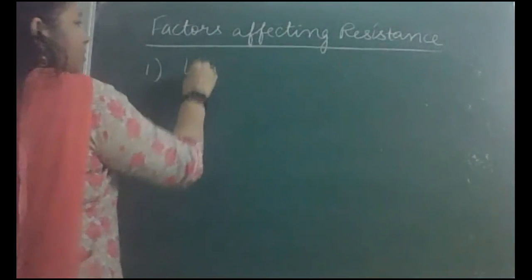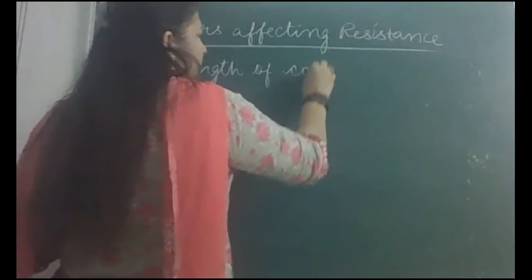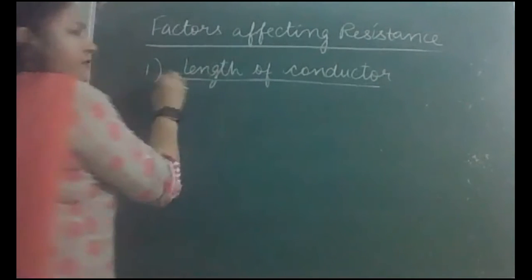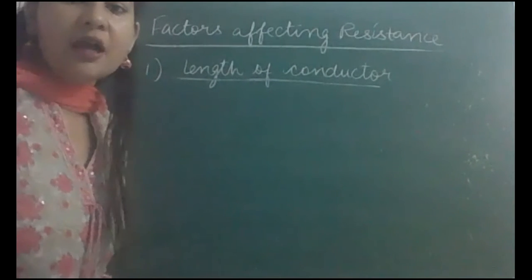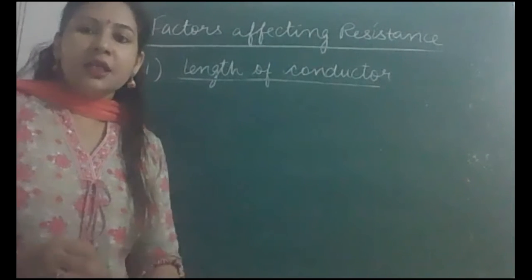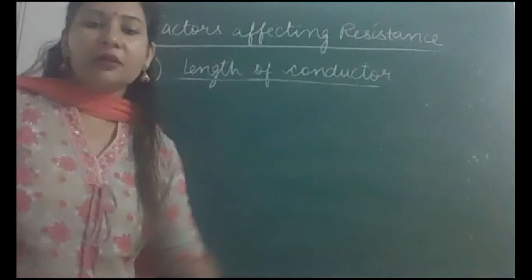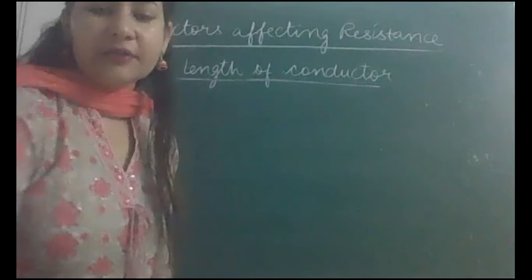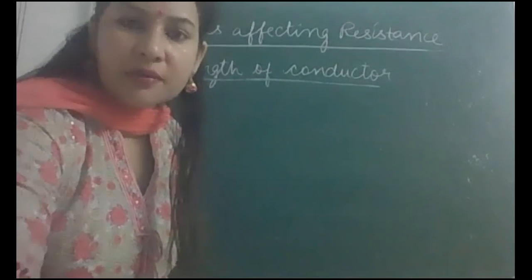First factor is length of conductor or wire. Conductor means wire through which current is passing. Let us see how resistance depends upon length of wire. See, the longer the wire, the longer will be the path for the electron to go. And so that's why what will happen? It will collide more.